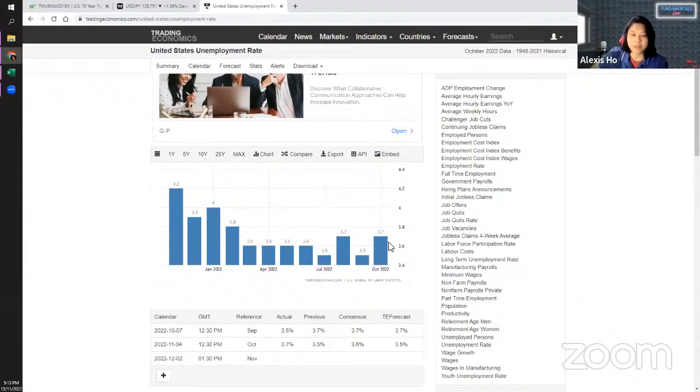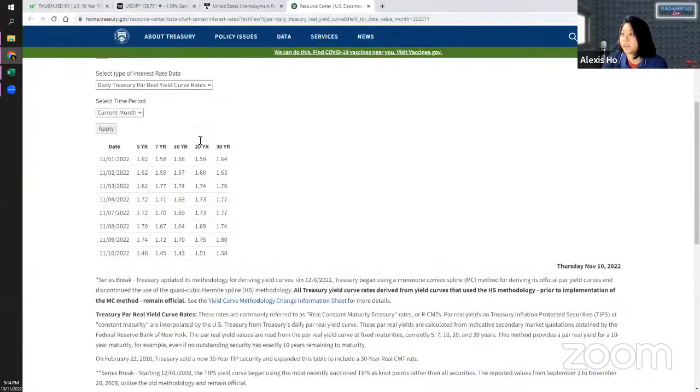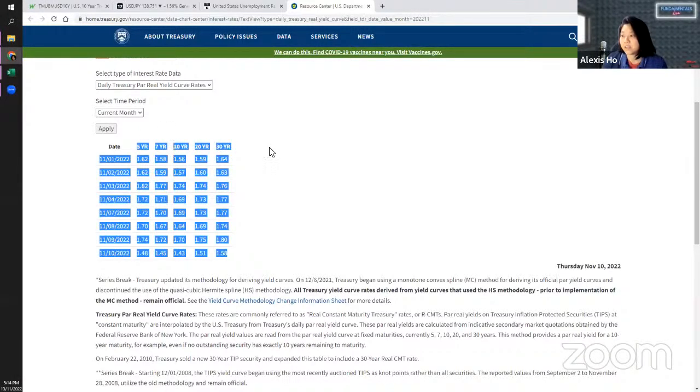The GDP figures, the unemployment figures, as well as the inflation figures, are all a little bit lagging. So what traders and investors are doing is trying to forecast what's coming up in the futures markets, and whether or not there is anything to worry about. Over here from the Treasury website, you can see just the last couple of yield readings. We have the 5-year, 7-year, 10-year, 20-year, and 30-year yields.